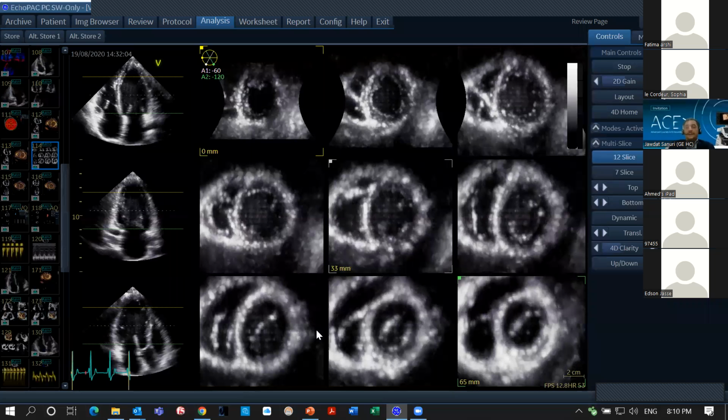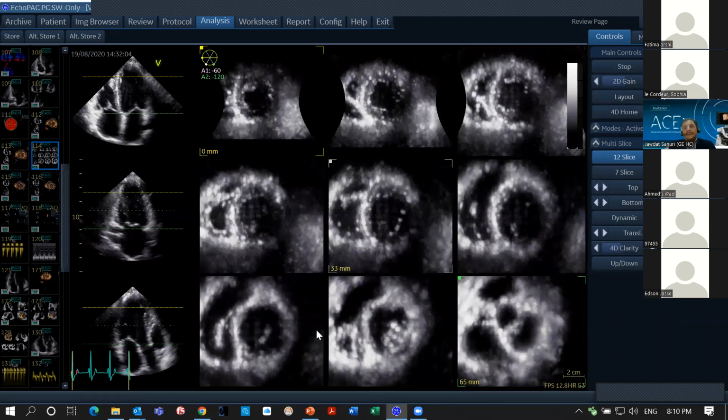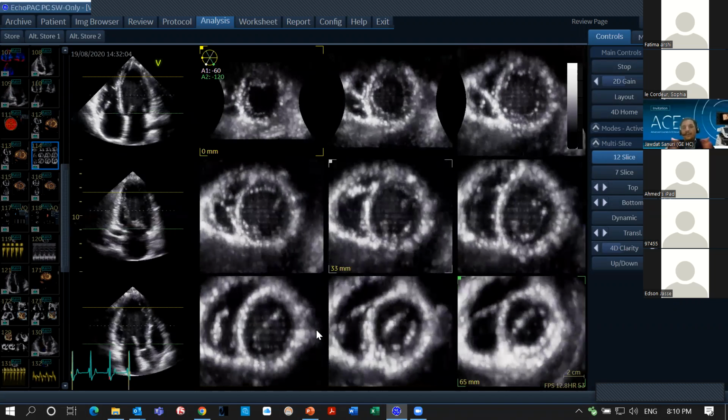So yes, you can do that during live acquisition, but the moment you tilt and you're happy with it, then you can acquire. The moment you acquire, then that's it. You cannot change anything more about the actual volume.